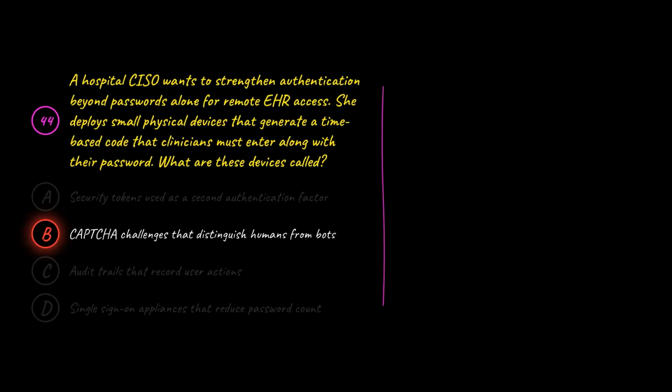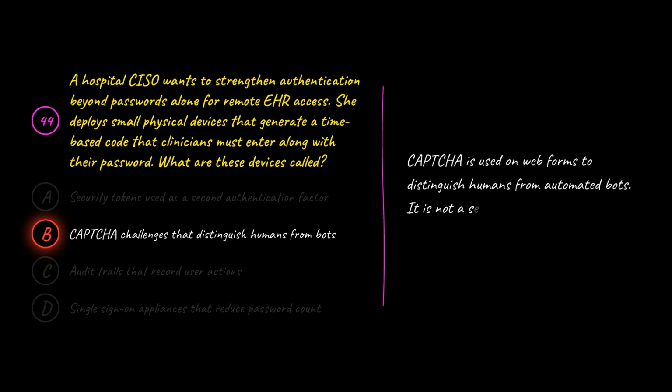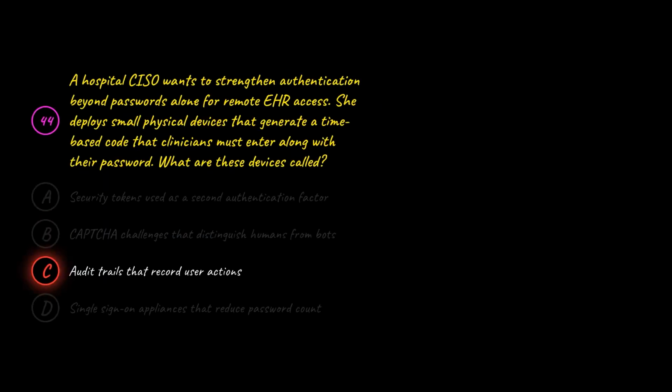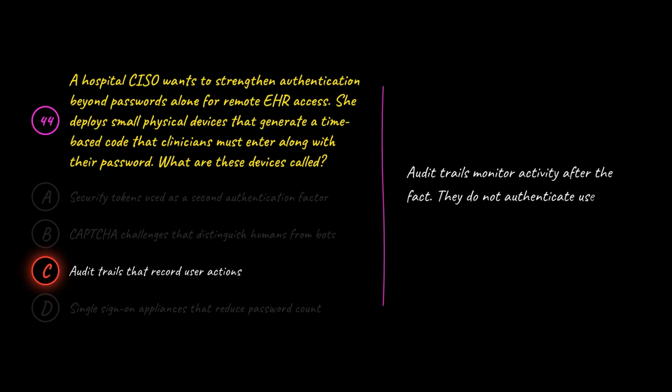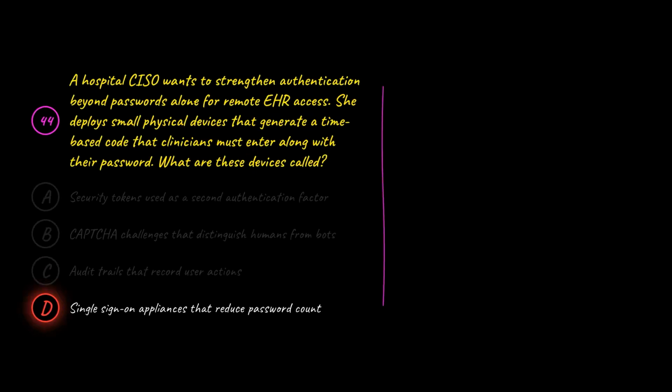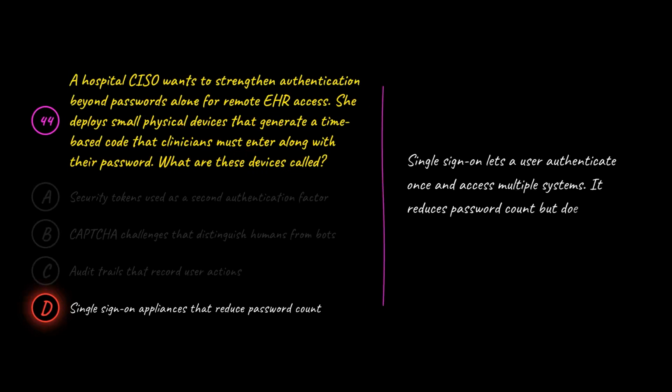B is wrong because CAPTCHA is used on web forms to distinguish humans from automated bots. It is not a second authentication factor for a clinician login. C is wrong because audit trails monitor activity after the fact. They do not authenticate users at the front door. D is wrong because single sign-on lets a user authenticate once and access multiple systems. It reduces password count but does not itself add a second factor.